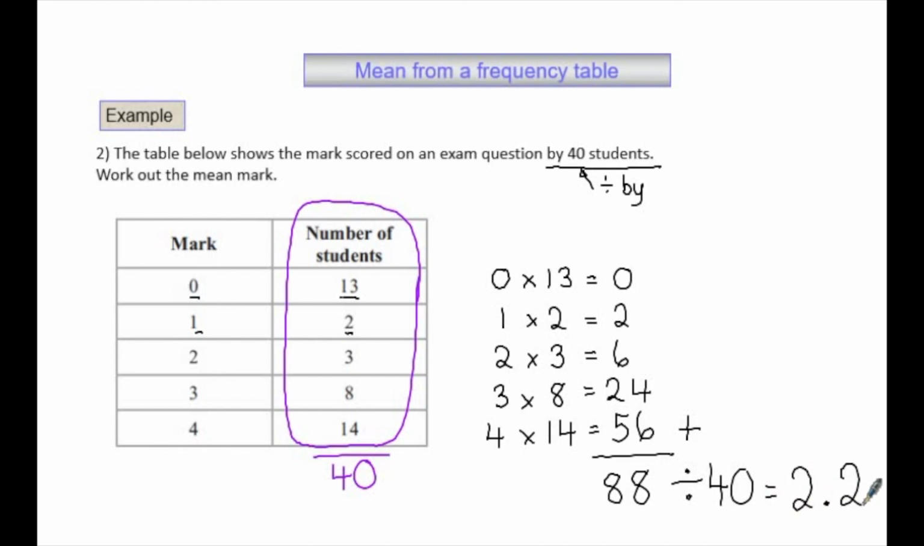So just as a recap, your first step is to multiply out the data row by row. You want to add up all those answers to give you a total, and then you want to divide by how many pieces of data there were. Sometimes this is given in the question, sometimes you need to add up the number of students or the frequency column in the table.